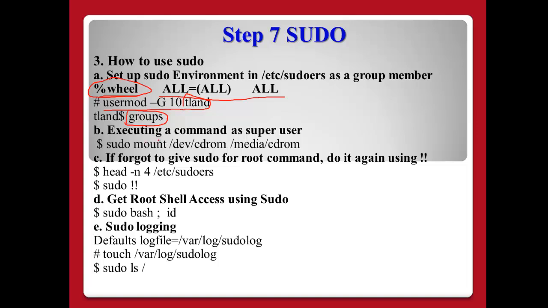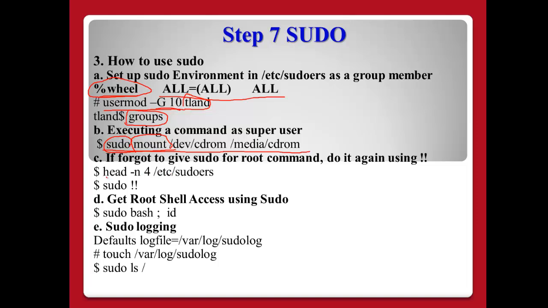By executing a command as a super user. So in this case, sudo mount /dev/cdrom /media/cdrom. In this case, the normal user cannot use this command mount, but if the tilde user already became a member of the group GID number 10, as will, in this case, this user can use mount using sudo. See, if you forgot to give sudo for a root command, do it again with just an exclamation mark.